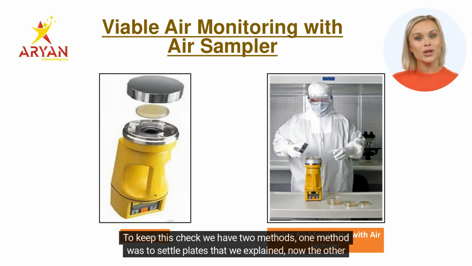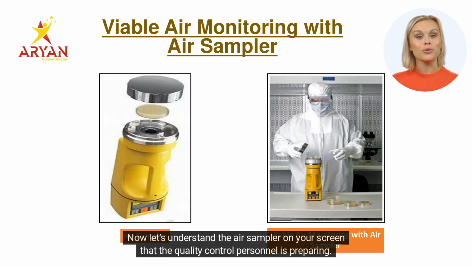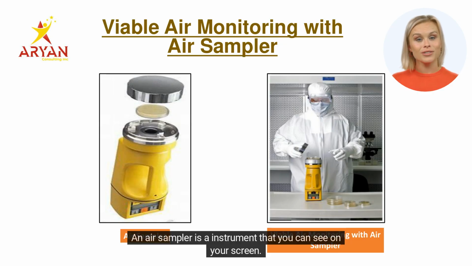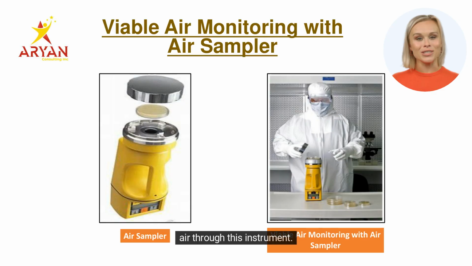To keep this check, we have two methods. One method was to settle plates that we explained. Now the other one is the air sampler. Now let's understand the air sampler on your screen that the quality control personnel is preparing. An air sampler is an instrument that you can see on your screen. Quality control personnel put Petri plates in the air sampler instrument and pass 1,000 liters of environmental air through this instrument.